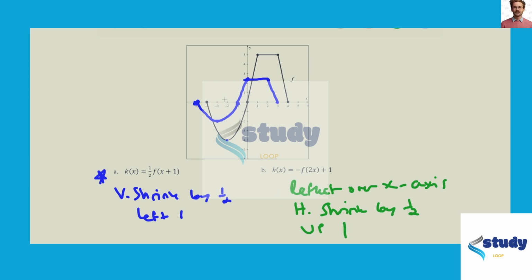So starting with the original point, -4, 0, reflected over the x-axis stays put, horizontal shrink by 1/2. Okay, that takes it to -2 because we're shrinking to the y-axis. And then up 1 takes you to -2, 1. This minimum at -2, -4 over the x-axis is -2, 4. Shrink horizontally by half would take you to -1, 4, and then up 1 would be -1, 5.